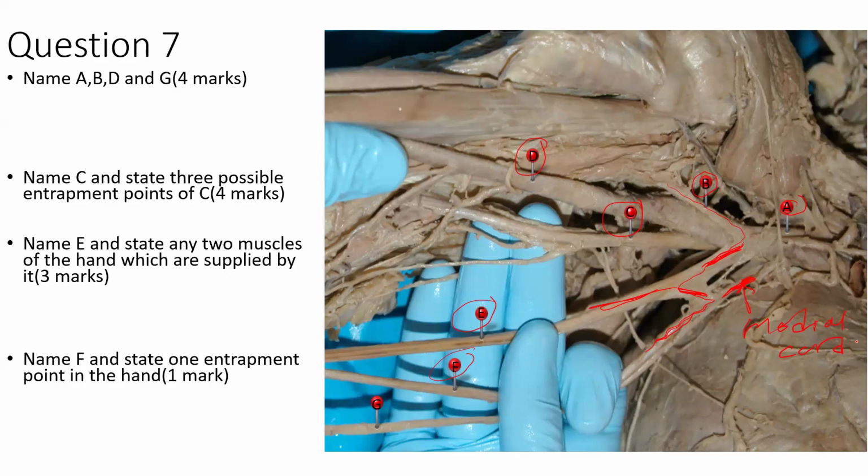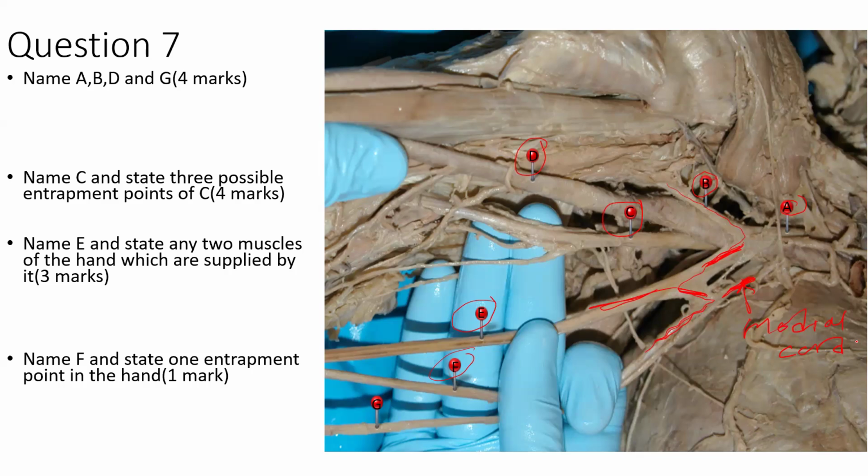Who was to tell me what is arcade of Frost? You just wrote it there. Superior border of supinator. Yes, arcade of Frost is a fibrous band. Where is it located? It's the space within supinator. So the radial nerve passes within the substance of supinator muscle. That is what is referred to as the arcade of Frost.